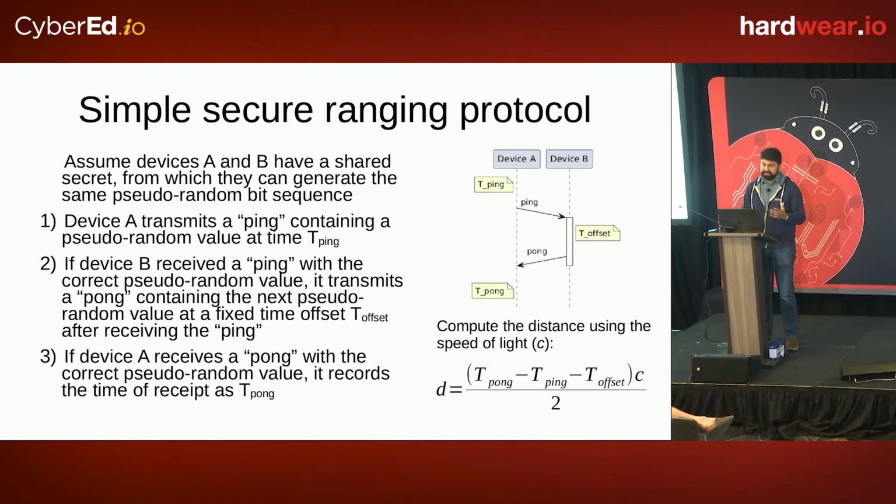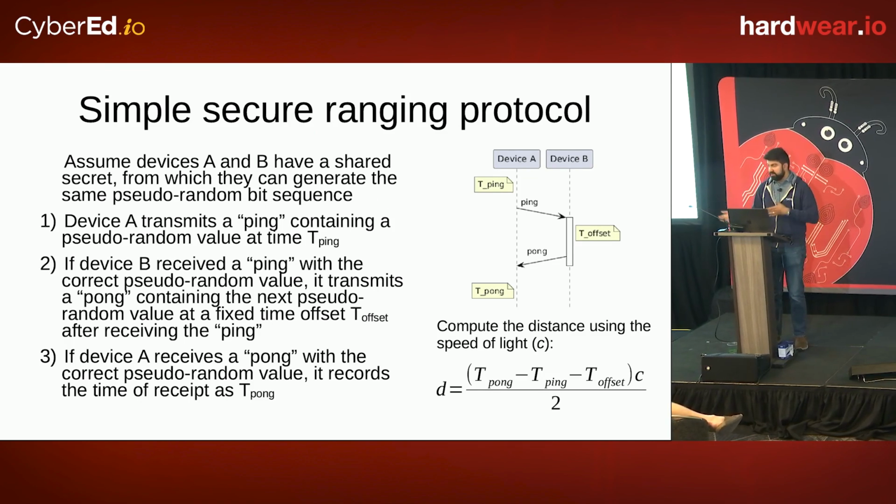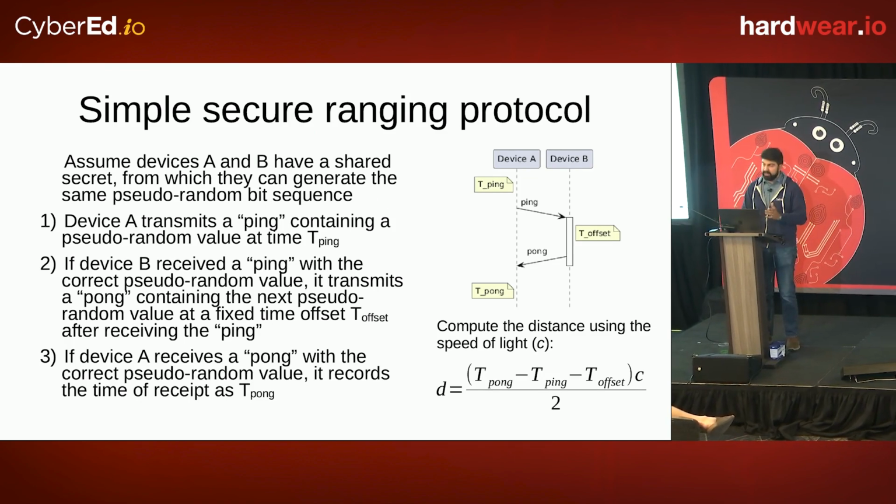For a simple secure ranging protocol, you could think of it like this. Imagine there are two devices we call device A and device B, and they both have a shared secret. Let's say both device A and B compute a pseudo-random value using their shared secret, and device A sends a ping message containing this pseudo-random value.